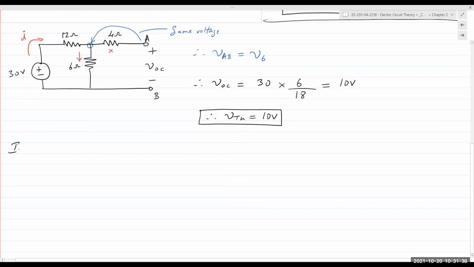Now let's go to Norton. Once we finish analysis for Thevenin voltage, we forget about those results. We forget about that circuit. We go back to the original circuit. We redraw it again.